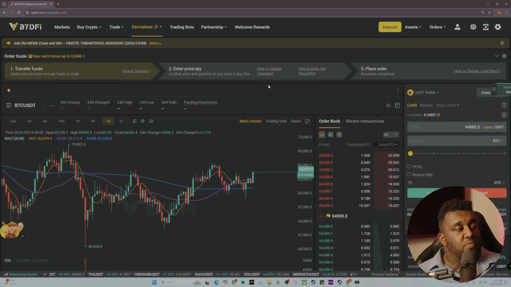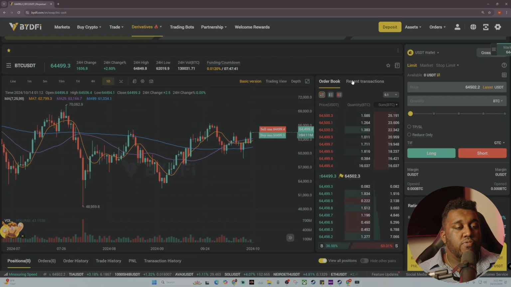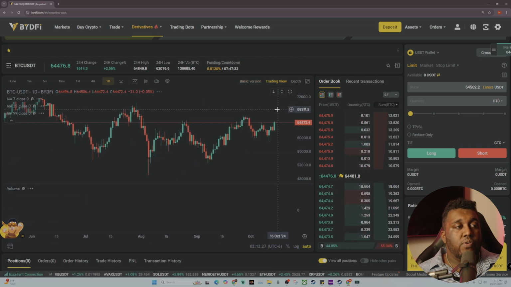Sorry, I had to double click. And here you guys are going to see the full screen for how you guys are going to be trading Bitcoin. You guys can see buy one, sell one. There's a lot of different things here. There's a basic version, a TradingView version. I prefer TradingView. That's just me.